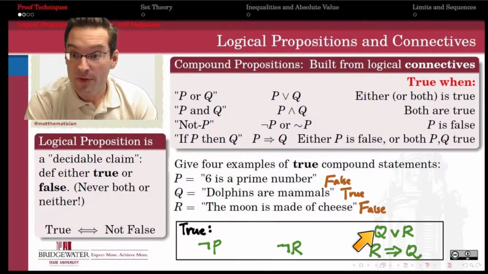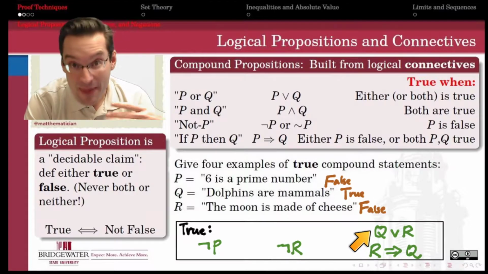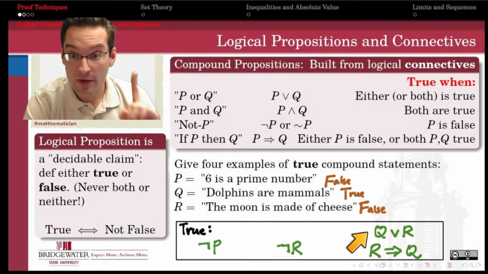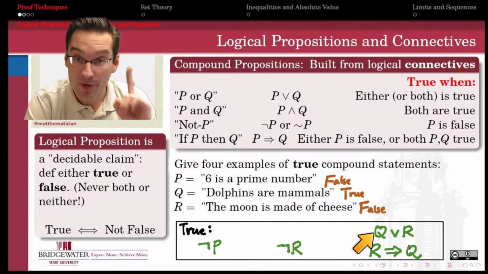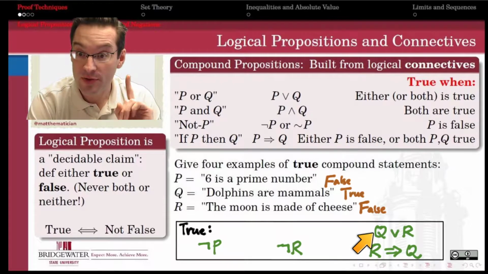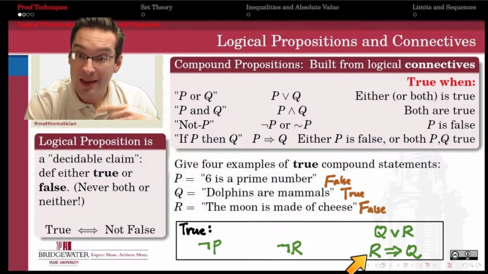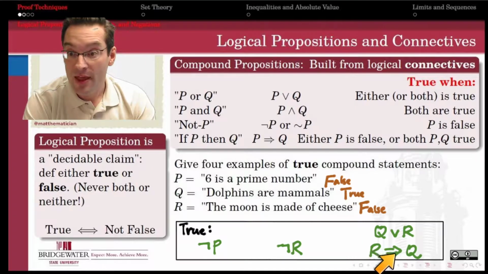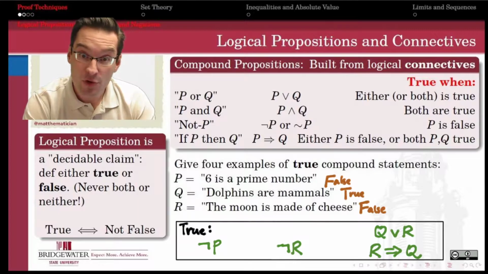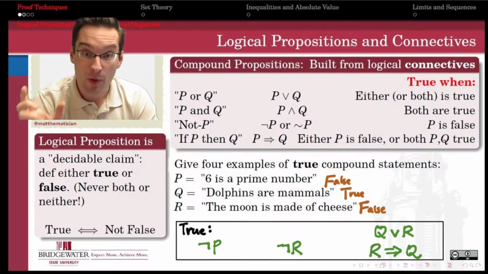Third, dolphins are mammals, or 6 is a prime number. That was true because one of its component pieces, namely dolphins are mammals, was true. And as soon as one piece is true, the whole disjunction is true. And then the fourth statement was, if the moon is made of cheese, then dolphins are mammals. That was true vacuously because its premise was false.